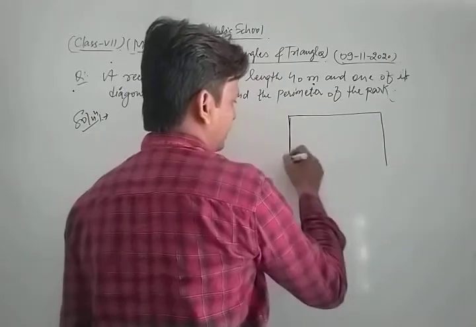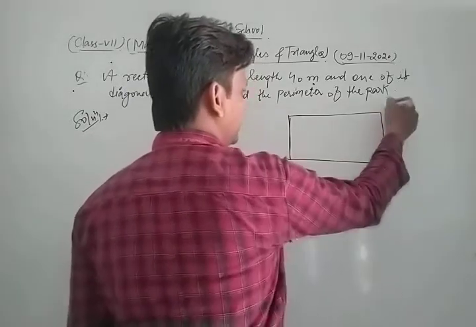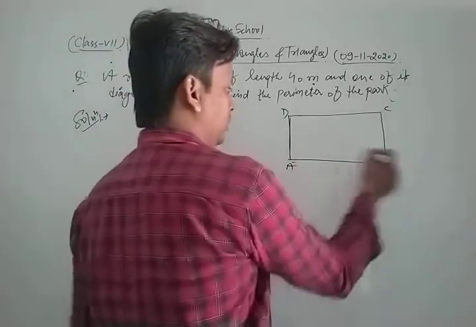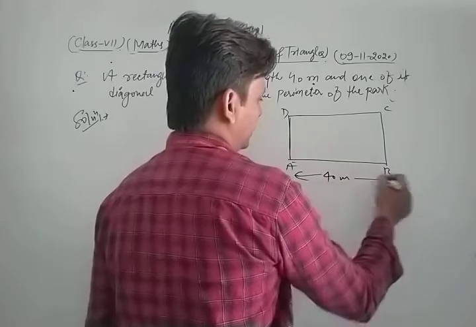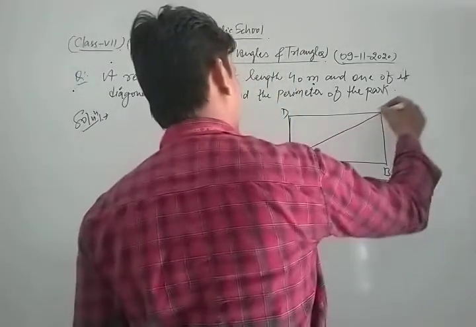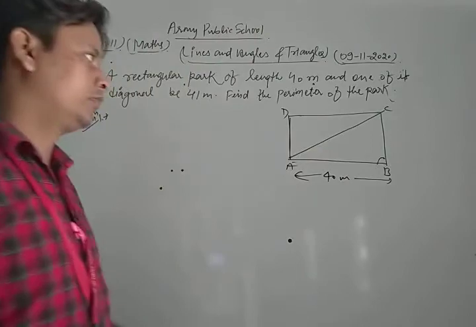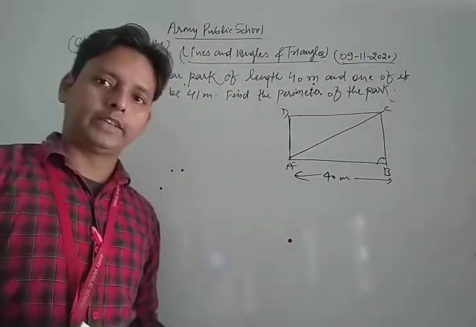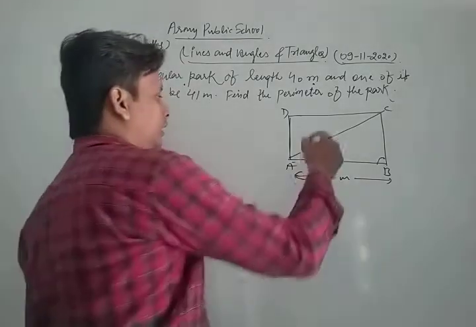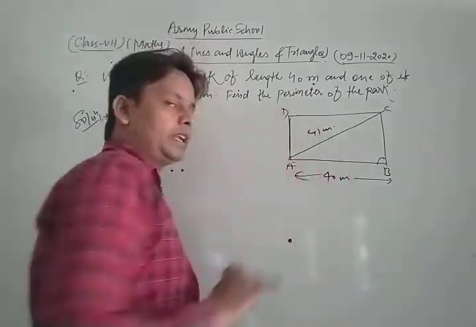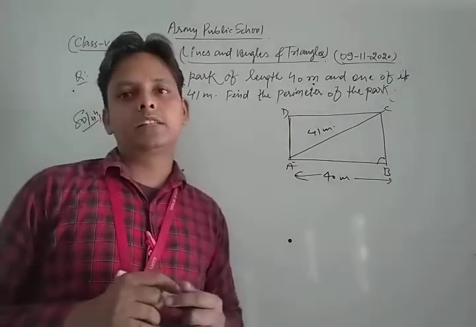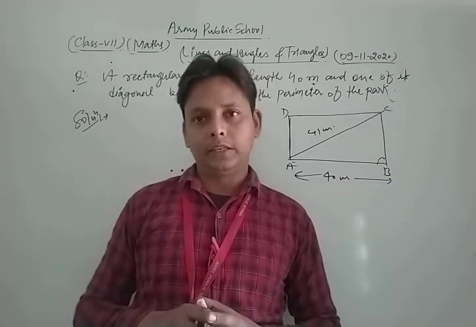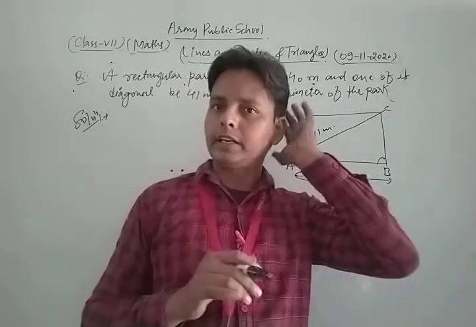Suppose that ABCD is a rectangular park in which length is given as 40 meters. So here AB is your length, 40 meter, and one of its diagonals, suppose diagonal AC. You know that in a rectangle each angle is equal to 90 degrees. So angle B must be equal to 90 degree. One of its diagonals is 41 meter. We find the perimeter of the park. Dear student, you know what is the concept of the perimeter of a rectangle? 2 into length plus breadth.